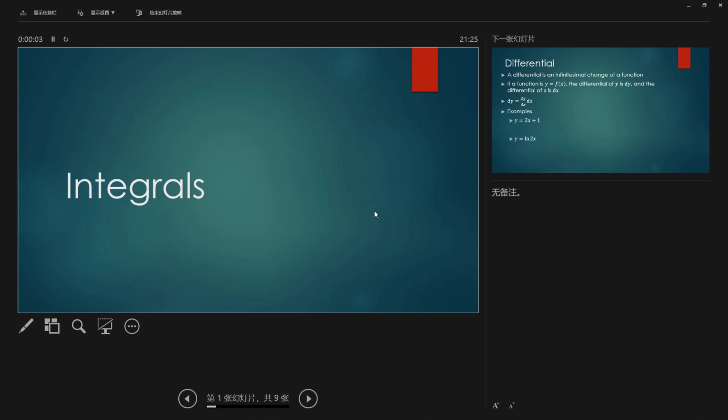So today we are going to talk about integrals. Before we talk about integrals, I want to ask you some questions. Do you know what differential is? You must know what differential is, because if you don't, please view some previous video to know what differential is. But here I will still review some differential.